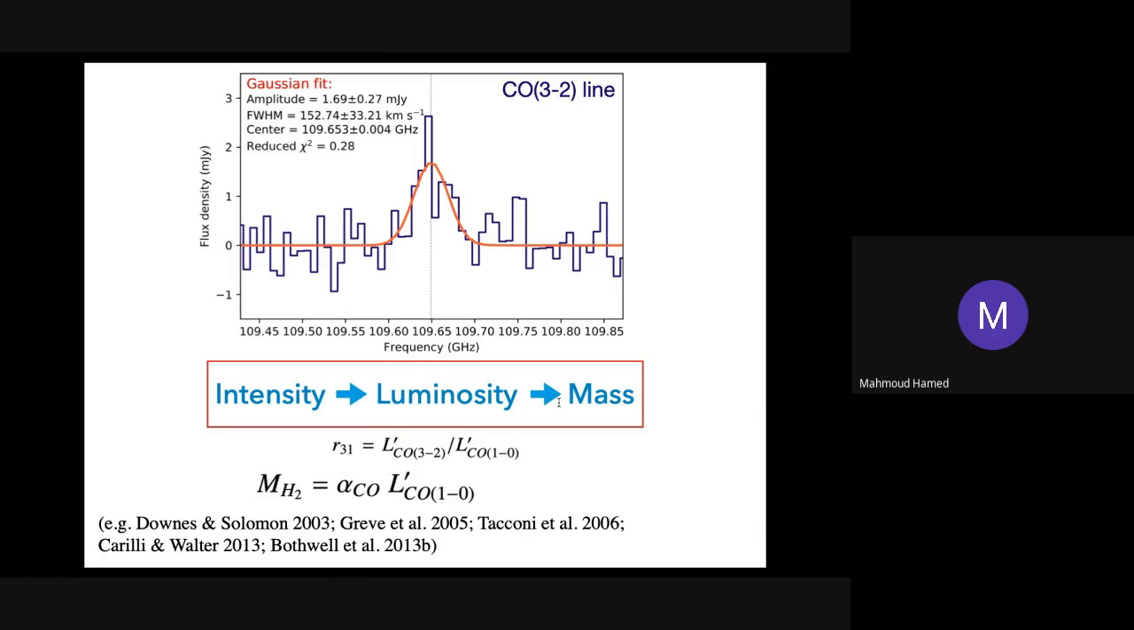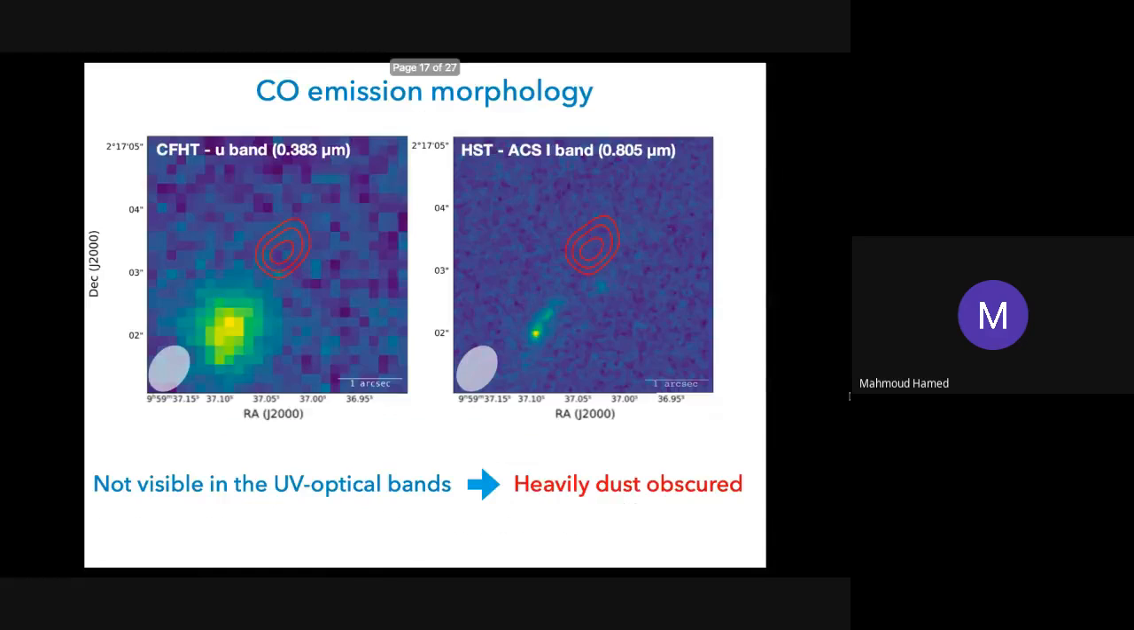alpha CO. So we use different alpha CO values. One is 0.8, which is adapted for such galaxies, for ULIRGs or submillimeter galaxies. And we use the galactic conversion factor, a Milky Way-like conversion factor of 4.36. And we derive the hydrogen mass. And you will see later in the comparison how it puts this galaxy relative to the other sources.